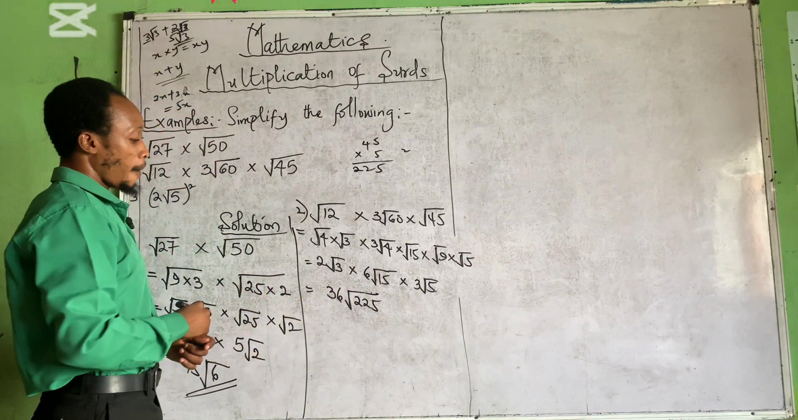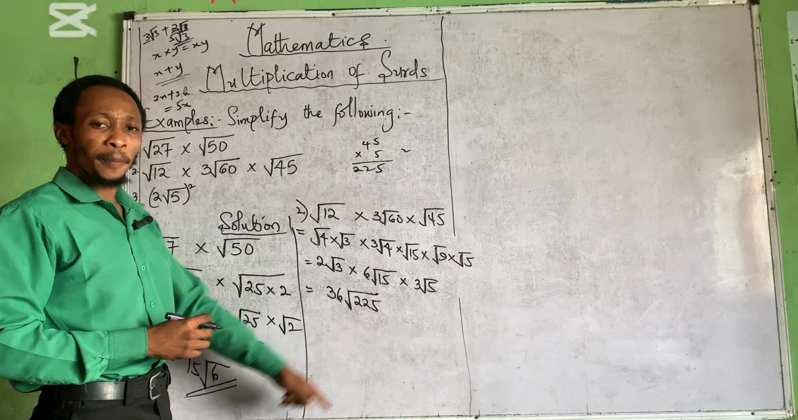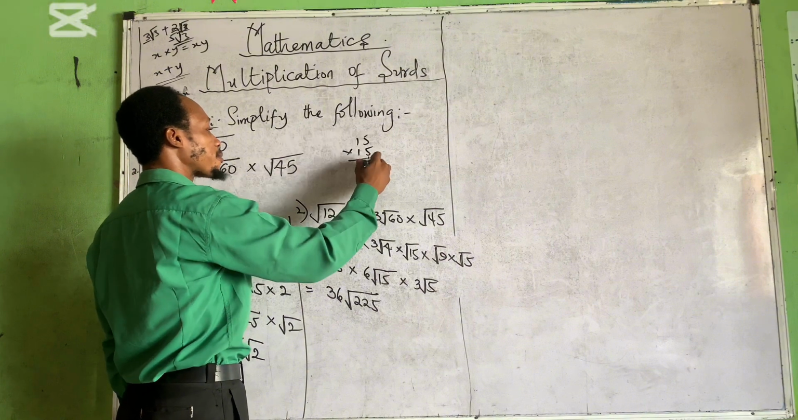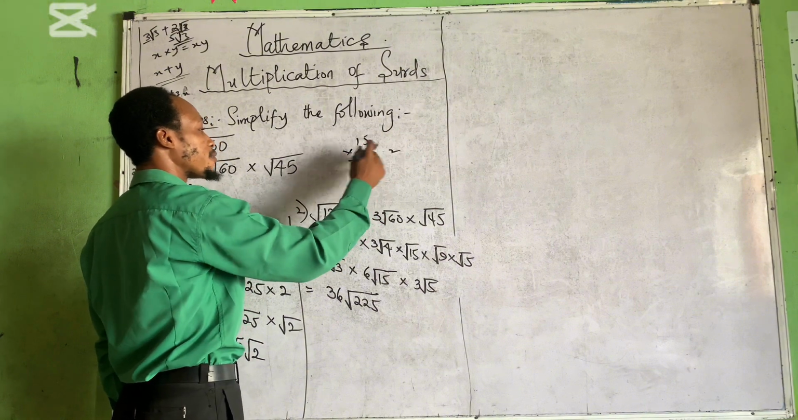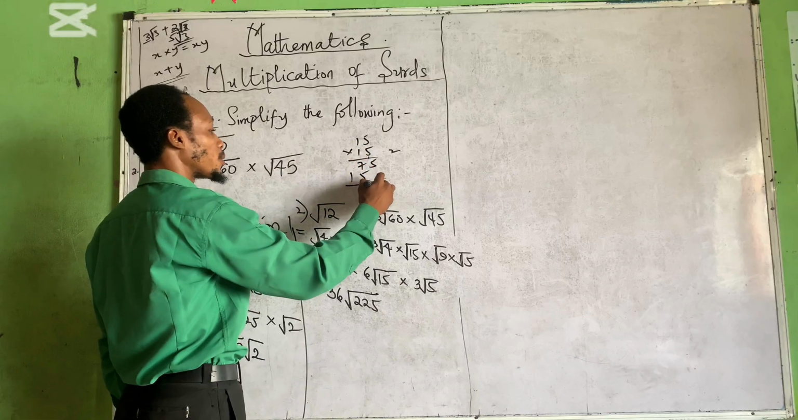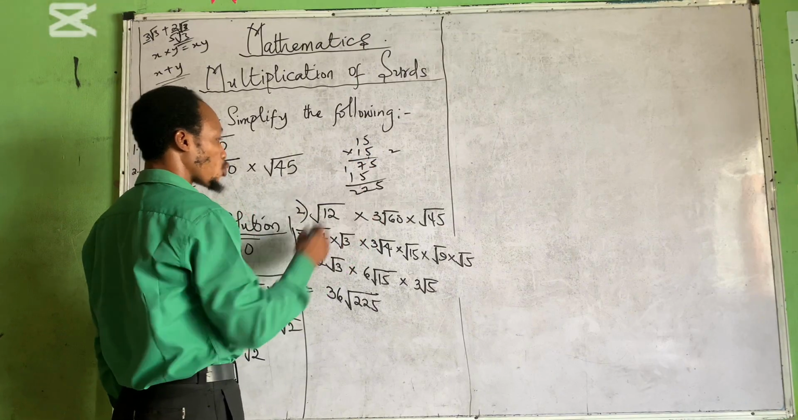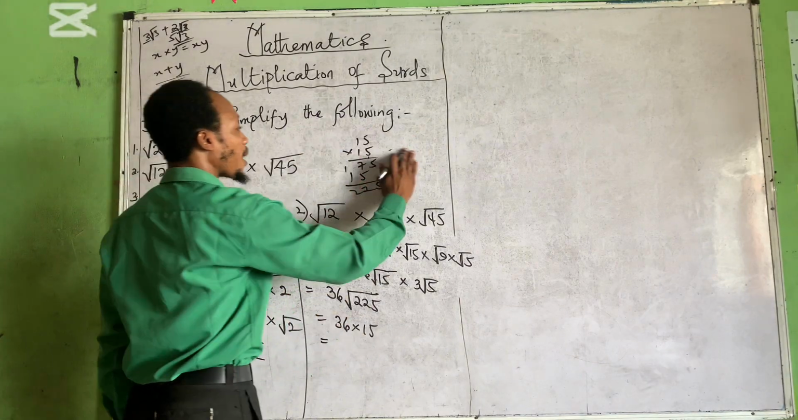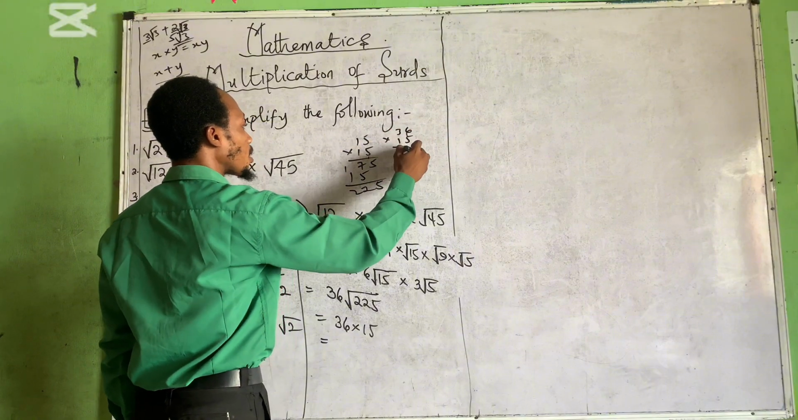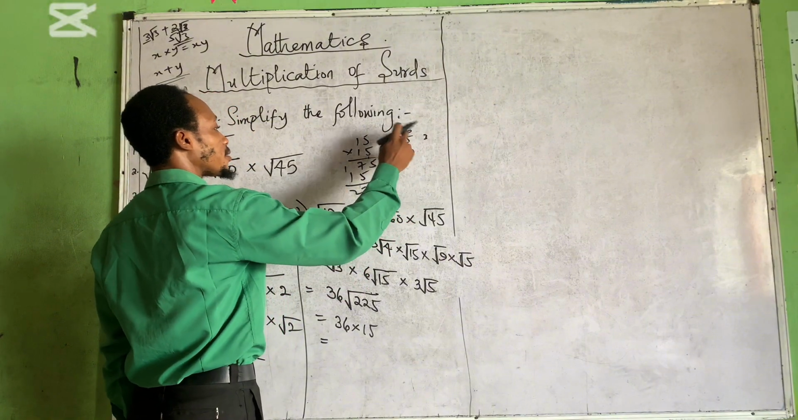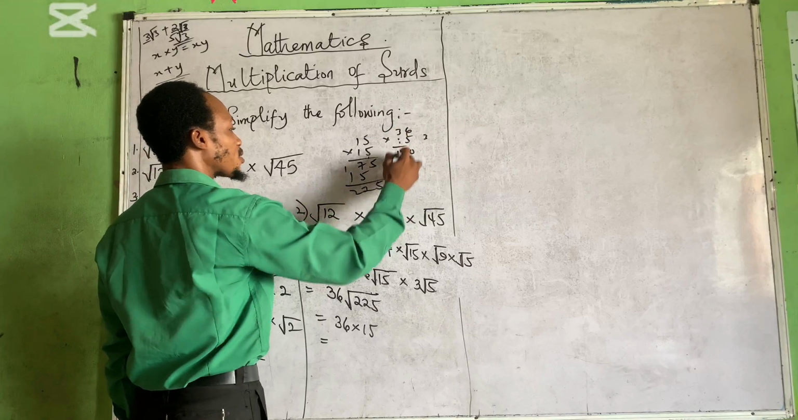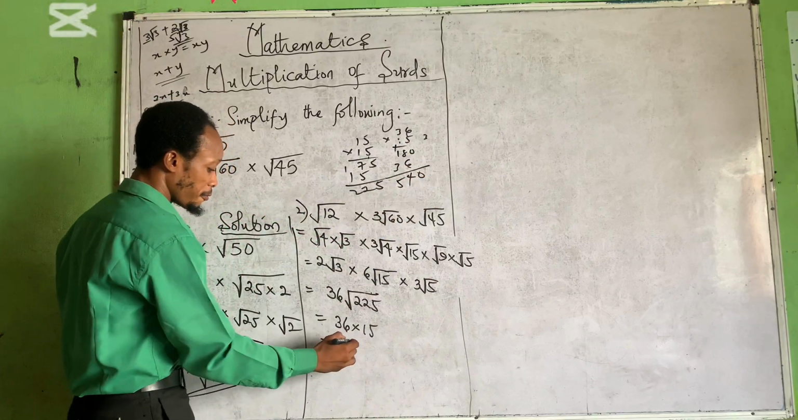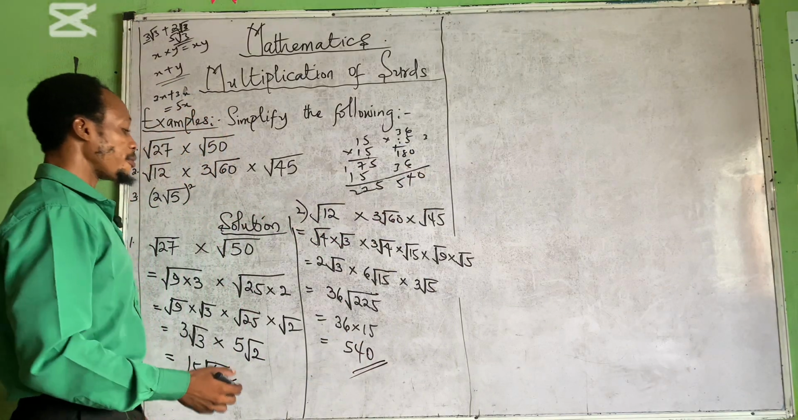But this root 225 should be a perfect square. Let's see, 15 times 15: 5 times 5 is 25, 5 times 1 is 5, 1 times 5 is 5, 1 times 1 is 1. Yes, it's a perfect square, so that will be 15. So that will be 36 times 15. When we multiply 36 times 15, that will be 540.